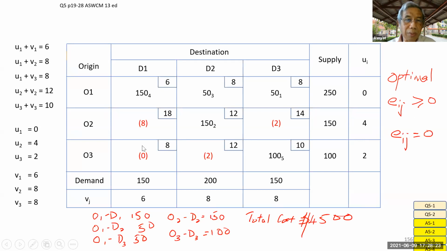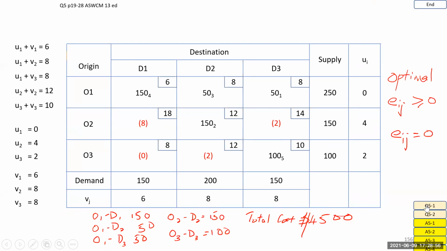Then you see one of these improvement indices is 0. That means there is more than one solution. That means we have an alternative optimal solution, not necessarily using this route, that gives you the same cost. Okay, I think you are okay with this one. All right, let's move on.